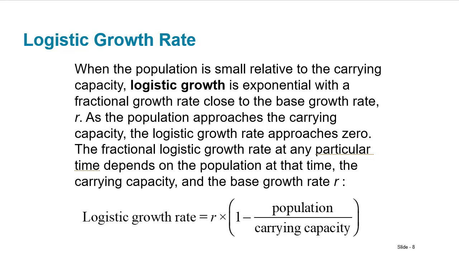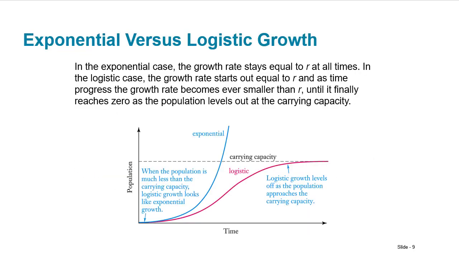I know that sounds like a lot of gibberish, but it's basically just whenever the population is small relative to the carrying capacity, we can use this. It's not really working now because our population is approaching its carrying capacity. So in the exponential case, the growth rate stays equal to R at all times. In the logistic case, the growth rate starts out fast, basically equal to the exponential, and as time progresses, the growth rate becomes even smaller because it needs to zero out as it gets to that carrying capacity.